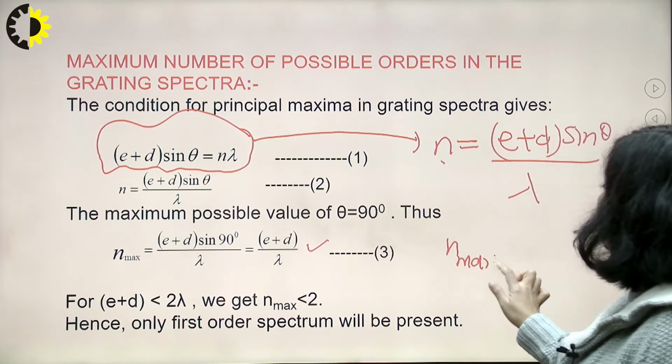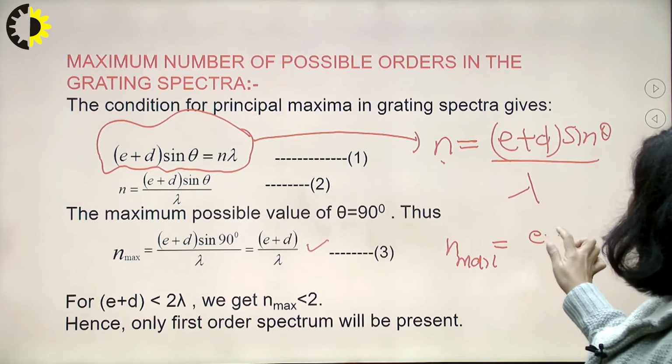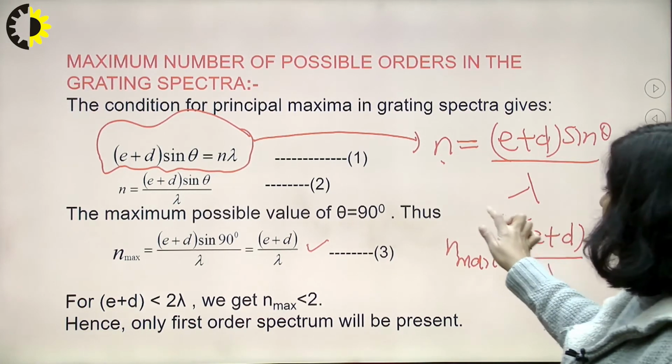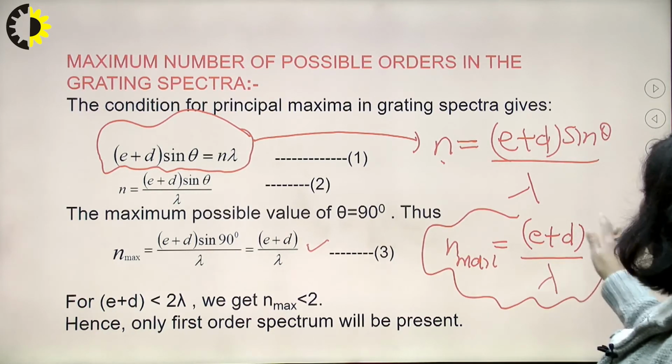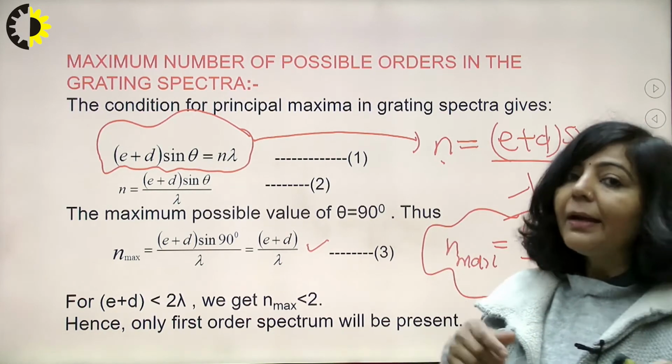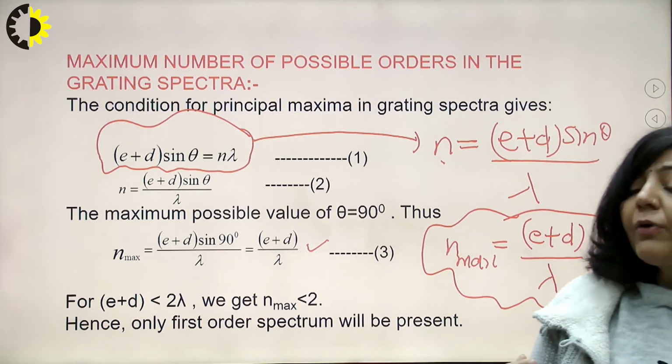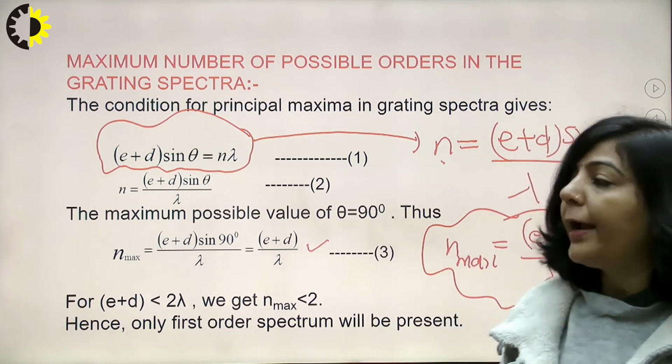So in a diffraction grating, or a plane transmission grating, by using the features of that grating, meaning the grating element, and with the help of the wavelength of the light source, you can decide what the maximum possible order is for that grating.